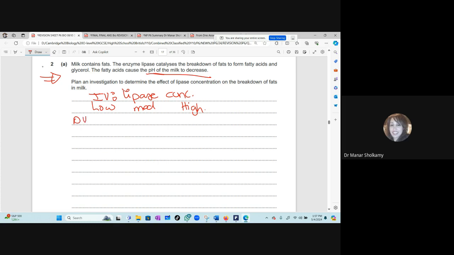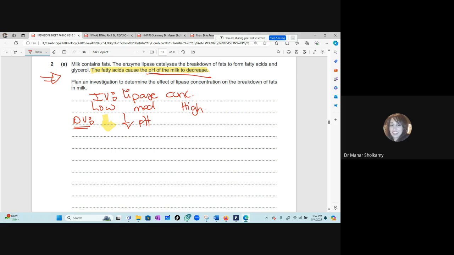Now, the dependent variable. This is my question. That's why I chose this one. What will be the dependent variable here, and how will you measure it? Pay attention. They're telling you that the fatty acids cause the pH of the milk to decrease. The pH of the milk. Universal indicator. Yes, very good. Can we use a pH meter? You can use anything you want. Okay, so the dependent variable will be the decrease in pH after a certain amount of time. Fine. So it will be the decrease in pH or the change in pH after a certain amount of time.